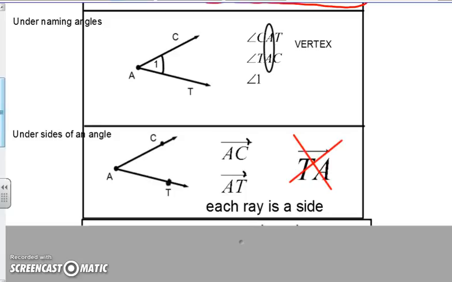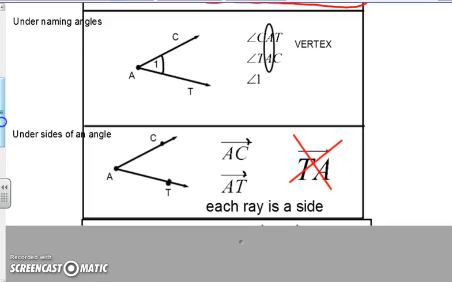Under the next tab, under the sides of an angle. Well, all an angle is two rays put together, and they're sharing that one point, that vertex. So ray AC is the side of an angle, and ray AT is the side of an angle. The letter in the middle is the vertex.